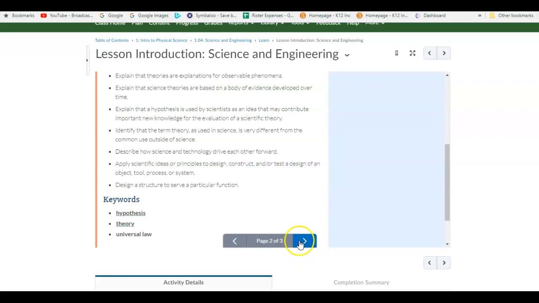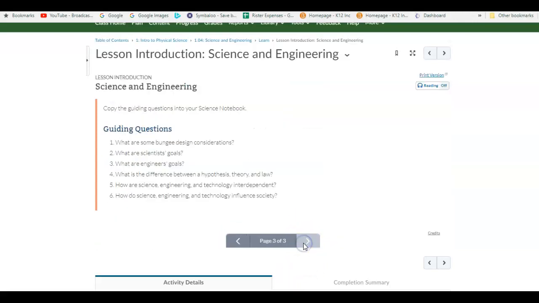And we're ready to move on. Sorry, my computer's moving a little slow, moving pages.